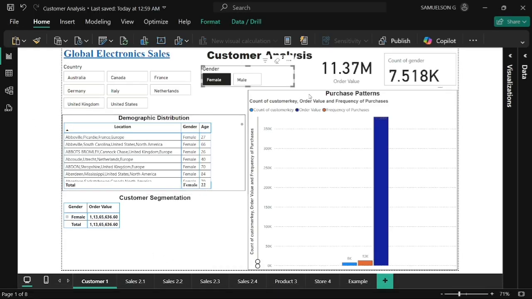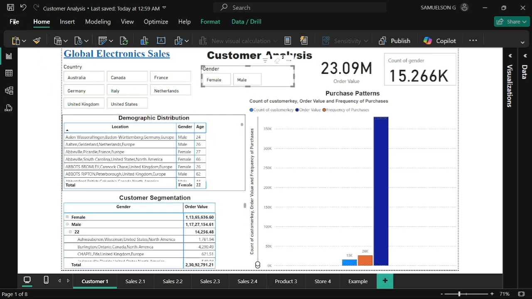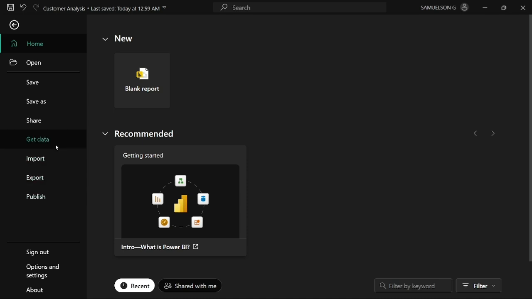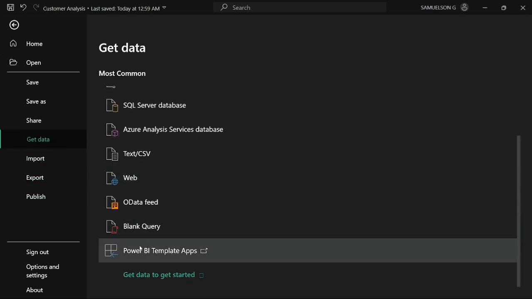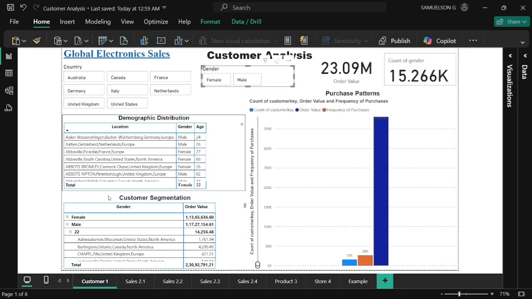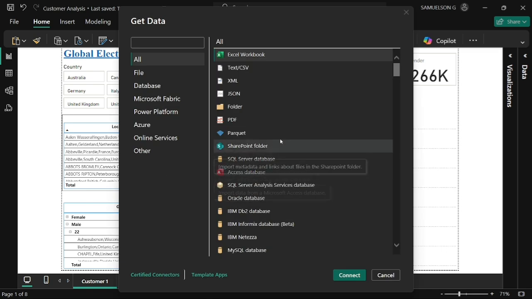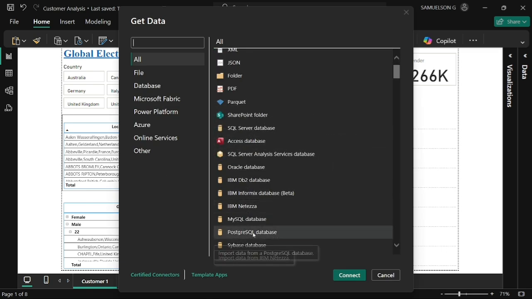This is a Power BI interface. It's a visualization software. We can get the data first. This is a method, get data. There are options where we can get the data: Excel workbook, or we are getting data from PostgreSQL.